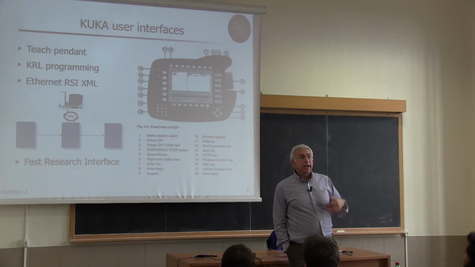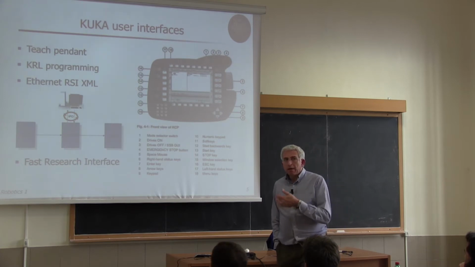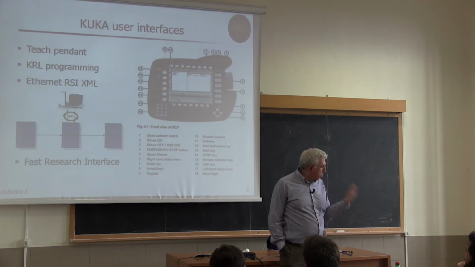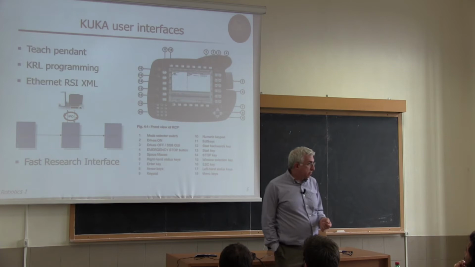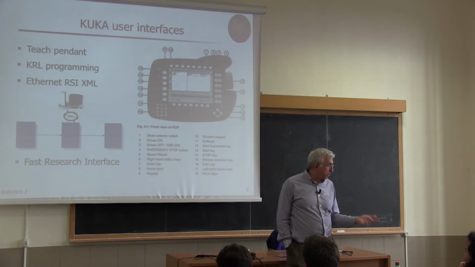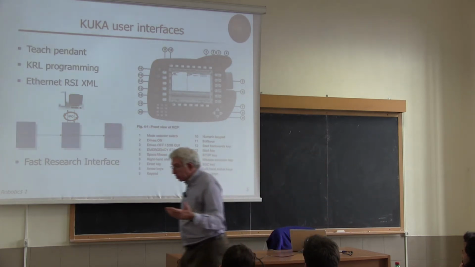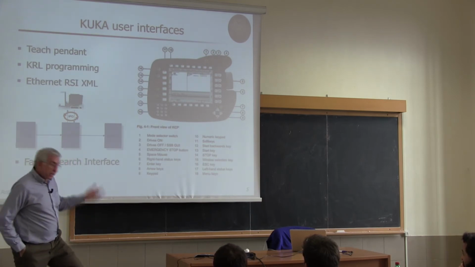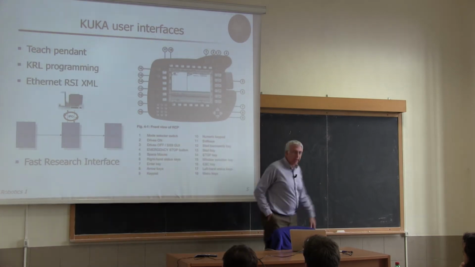And it does so at a much higher frequency. We will see that while there are cycles of, let's say, 12 milliseconds from one reading to the next one using the RSI interface, with the Fast Research Interface we can speed up to 1 millisecond. Okay, so 1 kilohertz, which changed a lot of the story, what you can do in between, and how accurate you can be with your external codes and sensing.